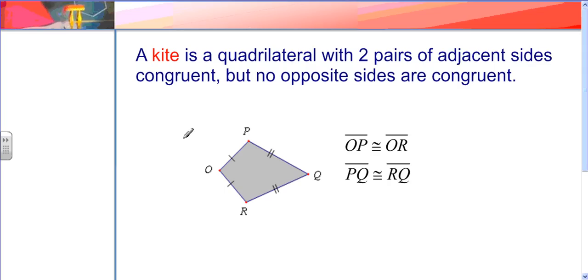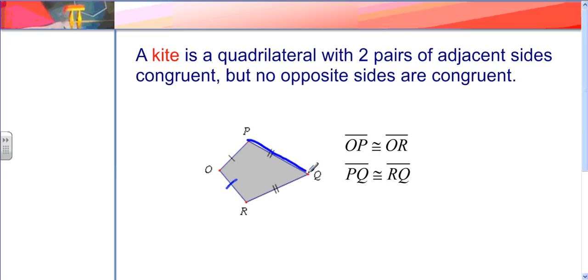The last type of quadrilateral is the kite. And I know you've seen kites flying in the air, but the specific definition of a kite is a quadrilateral that has two pairs of adjacent sides that are congruent, but no opposite sides can be congruent. So if we look at this diagram, here's what I mean. Side OP is adjacent or next to side OR, and these two sides are congruent to each other. So that's one pair of congruent adjacent sides.